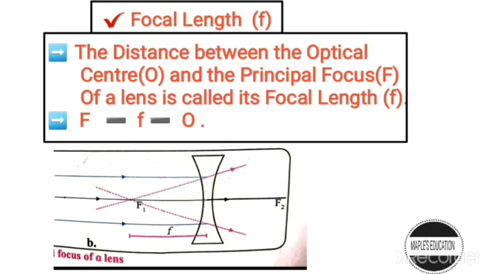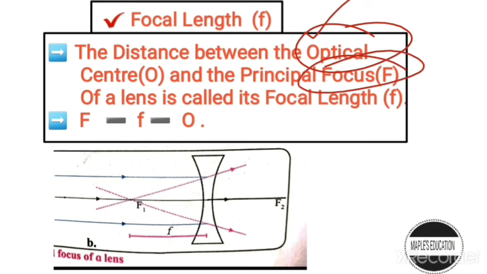Now moving to the next concept, that is focal length. We have already discussed that focal length is denoted by the letter small f. Let us see what a focal length is. You know what an optical center is by now, and you know what a principal focus is. In between my optical center and my principal focus, we have the term called focal length. If you see the diagram below, you can see that we have an optical center.